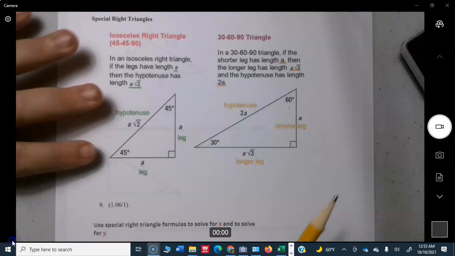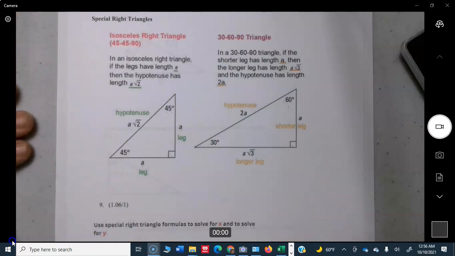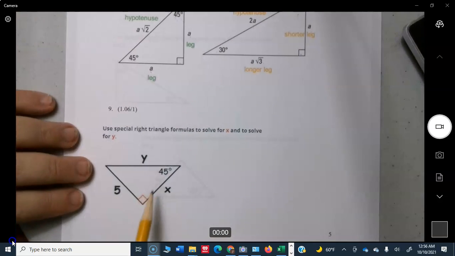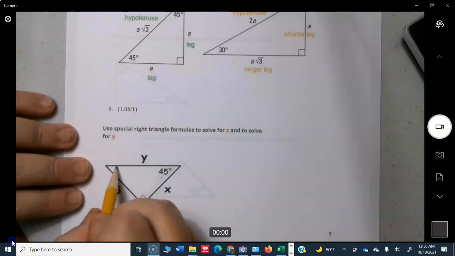Okay, let's go ahead. So these are not problems here. These are just explanations of the relationship. So what they want you to do is solve the following problems using those relationships. Okay, so here we go. So this is a 90-degree angle. This is a 45-degree angle. That means this has to be a 45-degree angle.